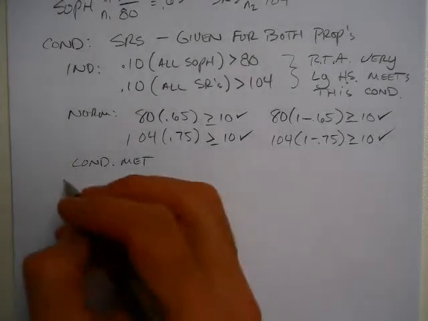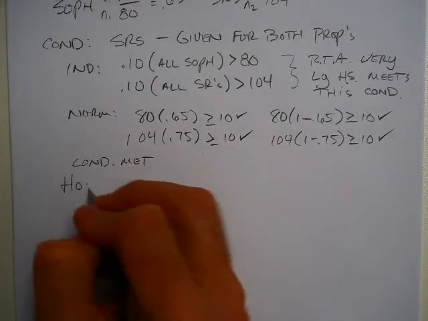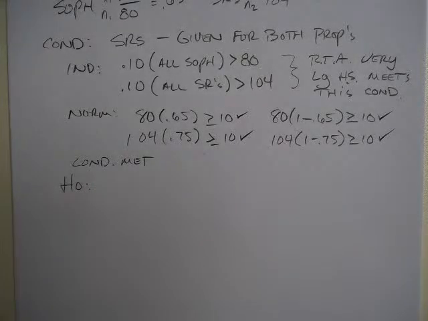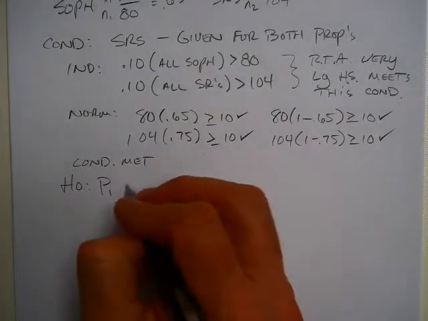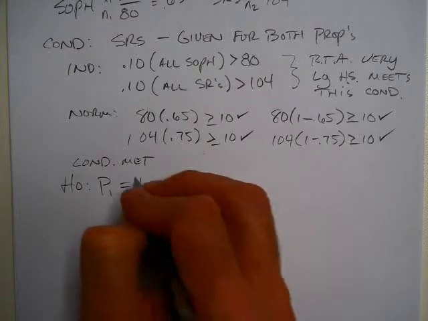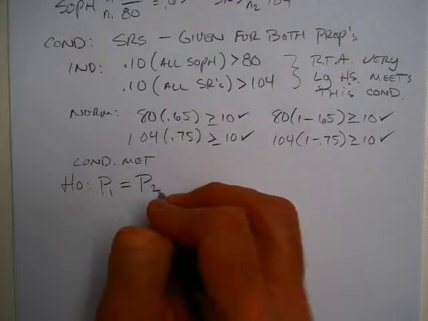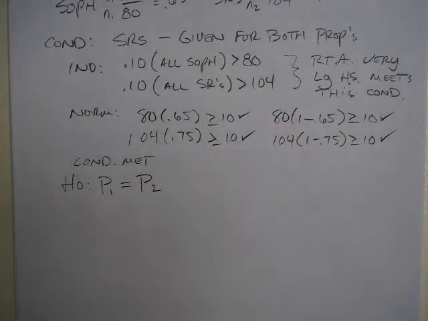And we need our null and alternative. What's our null going to be? It's always not minus. Equals. There you go. P1, the proportion of sophomores that eat lunch in the cafeteria is equal to the proportion of seniors that eat lunch in the cafeteria. Okay.